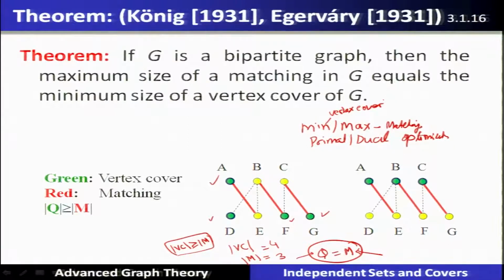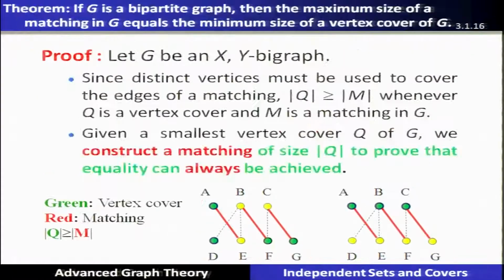This particular theorem has two proofs. One proof we are going to give now, and after that the algorithm which we will discuss will be an algorithmic proof for this theorem. The theorem says that if G is a bipartite graph, then the maximum size of a matching in G equals the minimum size of the vertex cover. Let us see the proof of this theorem.